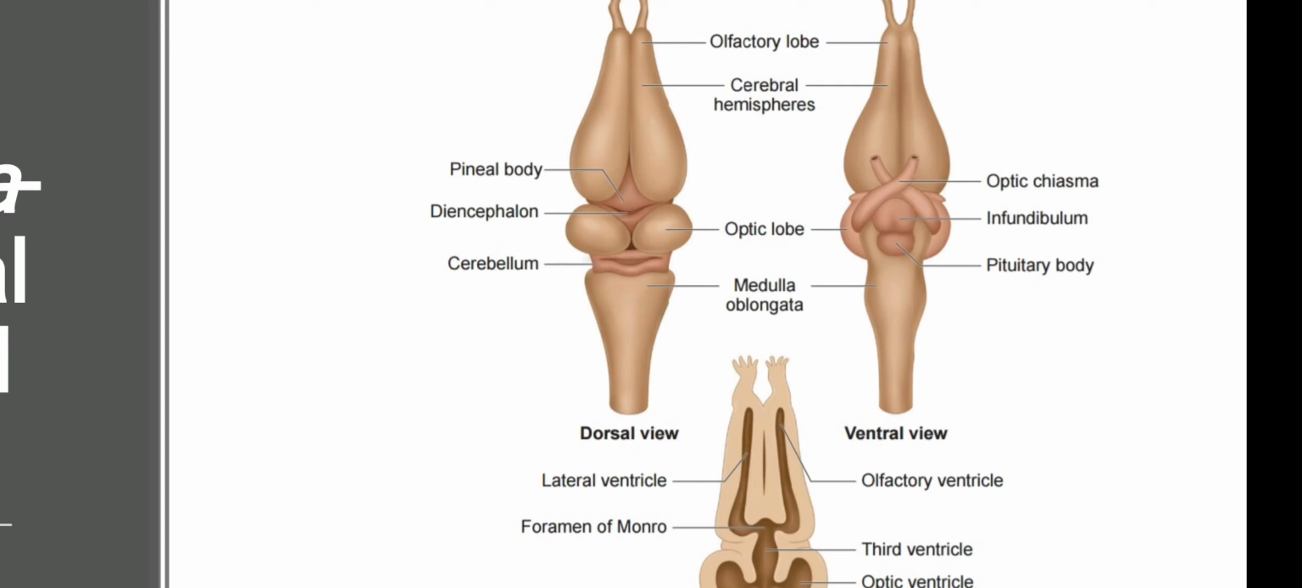Autonomic nervous system is divided into sympathetic and parasympathetic nervous system. They control involuntary functions of visceral organs. Central nervous system consists of brain and spinal cord.